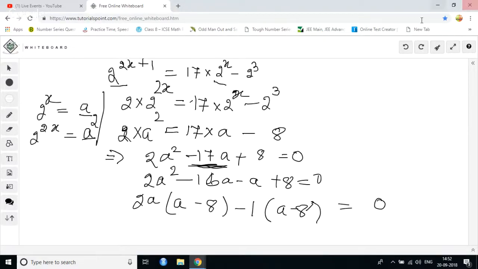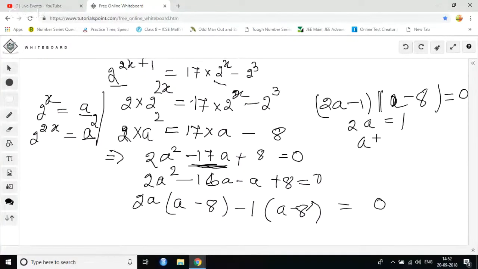So you have two factors here, which is 2a minus 1 and a minus 8, and that is equal to 0. So 2a is equal to 1 or a is equal to 1 by 2. When a is equal to 1 by 2, I'll put it equal to 2 to the power x. 2 to the power x is equal to 2 to the power minus 1. So x is equal to how much? Minus 1.